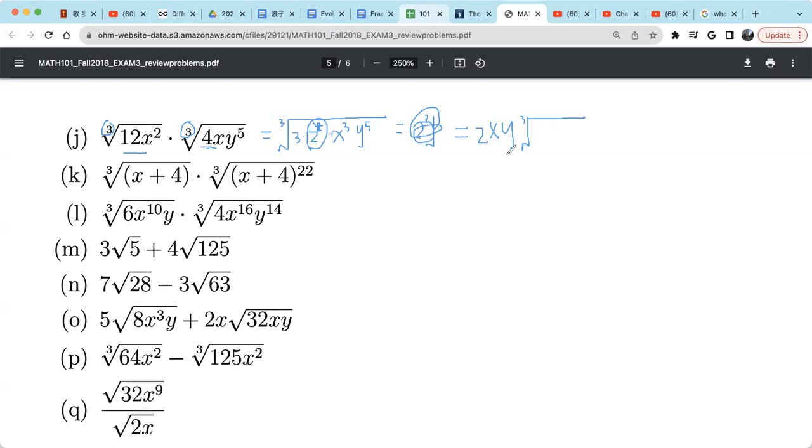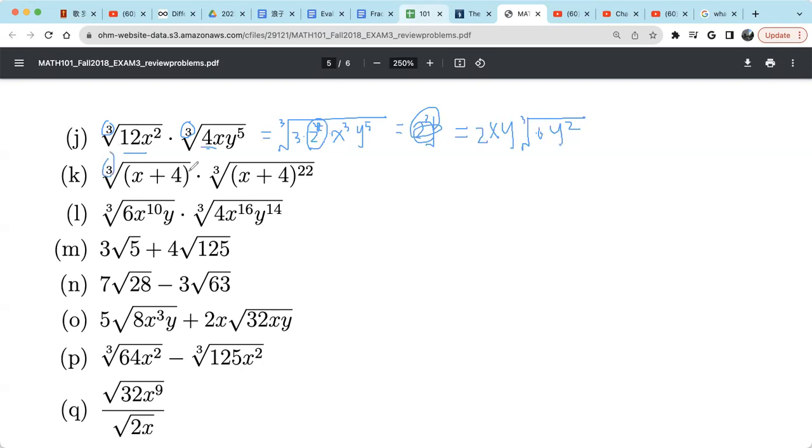I have 2 times 3, 6. X raised by 3, no more inside. Y raised by 5. Y to the 3rd is already simplified, and then we have y squared. So the answer for J is 2xy times cubic root of 6y squared.